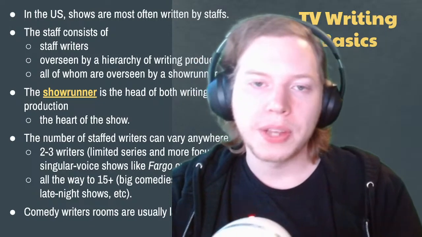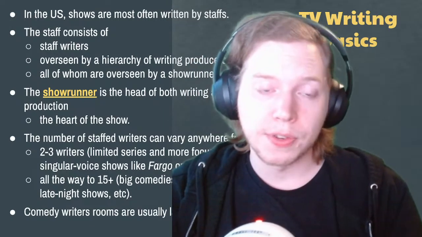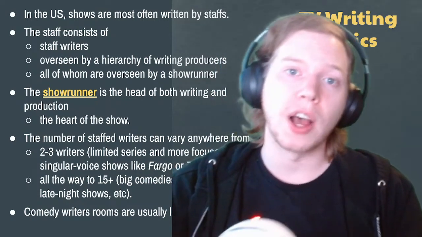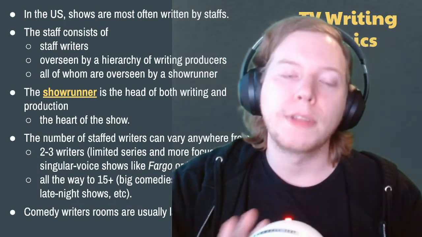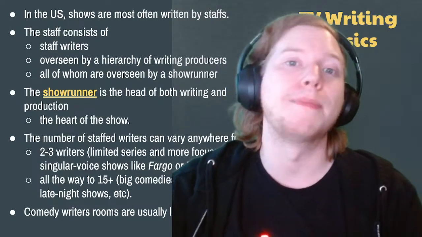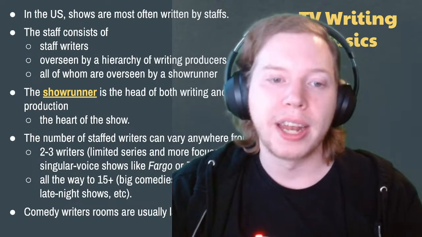TV writing basics. So in the U.S., shows are written by staffs, which consist of staff writers that are overseen by a hierarchy of writing producers, because producers are writers on TV. Just keep that in mind. And all of them are overseen by the showrunner, who's the person in charge of both production and writing. They're the big boss of the entire thing. They are the brain of the show.